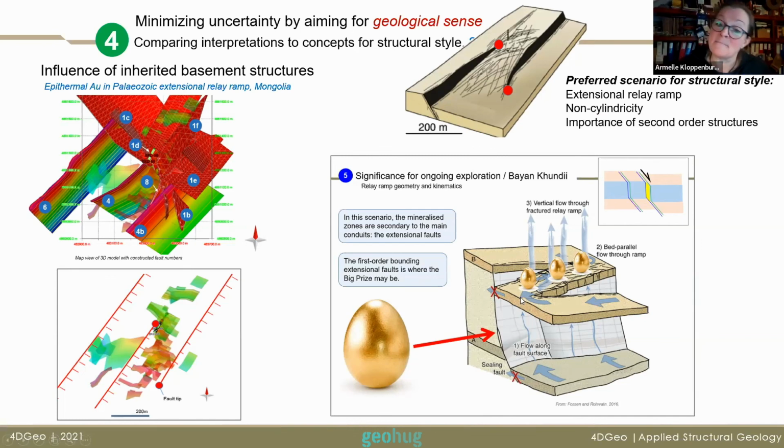I should have said, at the moment of interpretation, the drill hole constraints were not there to test deeper, but the drill hole constraints are there now, and these extensional faults may potentially be the targets for a bigger prize. Okay.